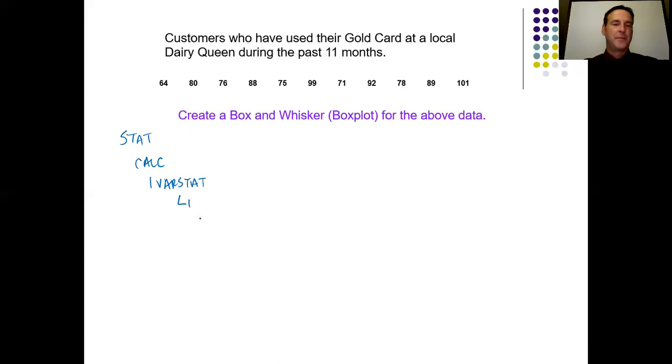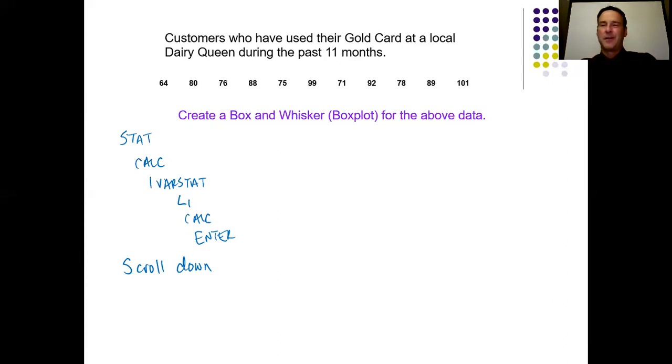Okay, still your L1. Then you have to work your way down and hit Calc, I think, and then Enter. Then you're going to have to scroll down. All right, so when you scroll down, it gives me a 5-number summary. And some of this stuff we already know.